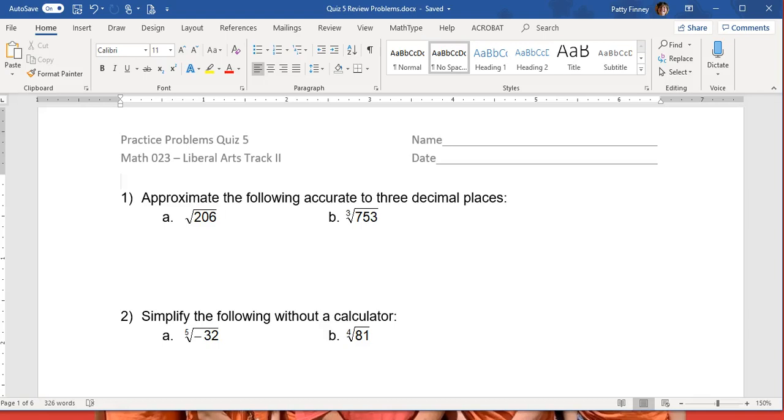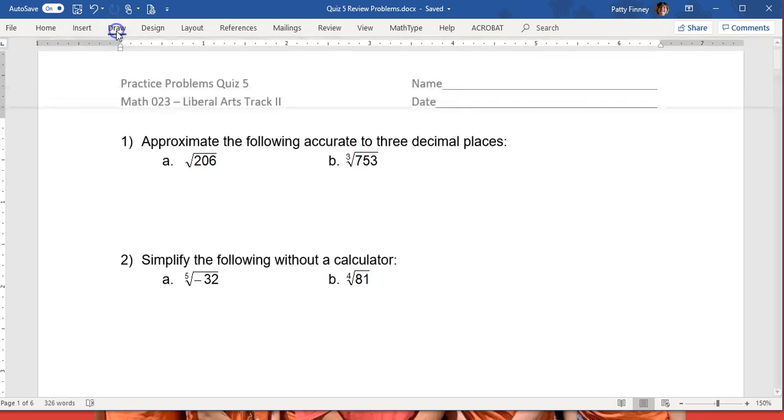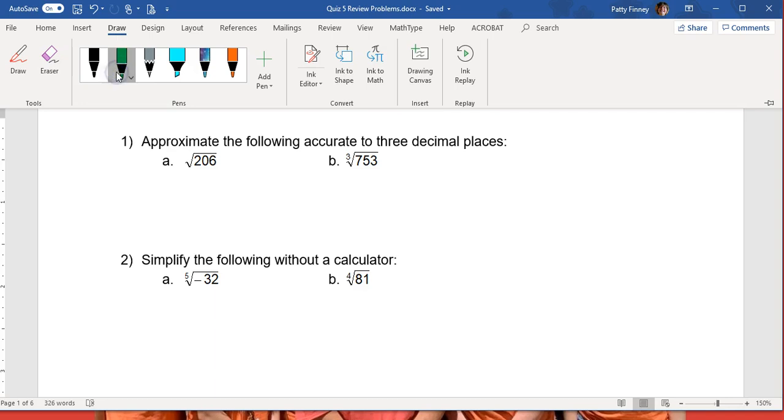All right, so we're getting ready to review for a quiz. So I thought I would try using my draw feature on my computer, and because this isn't in a PowerPoint, I thought that it probably would be helpful if I explained the things to you.